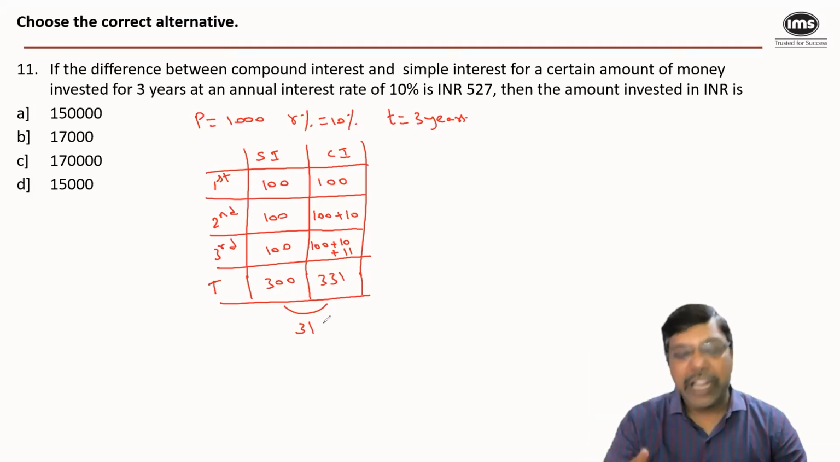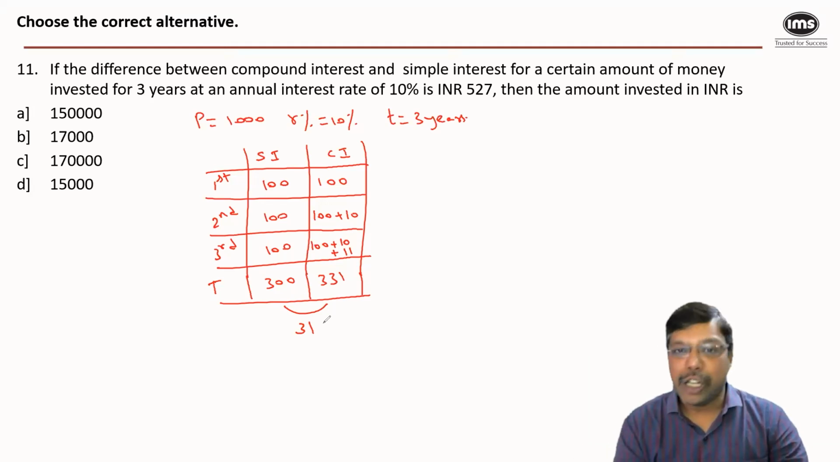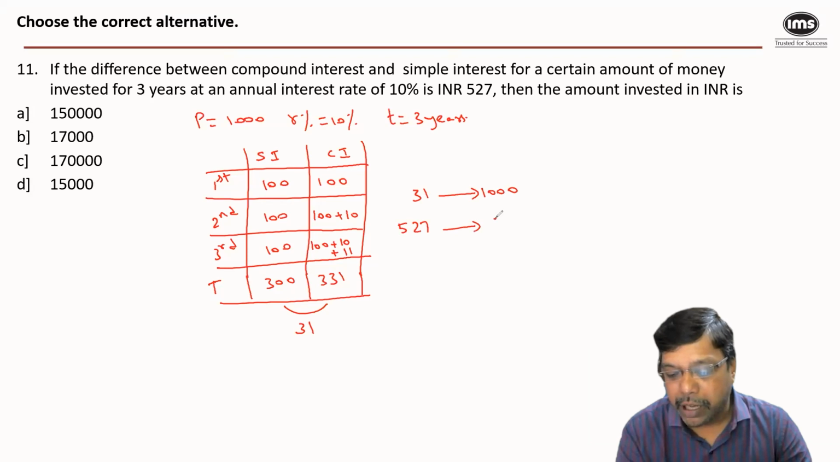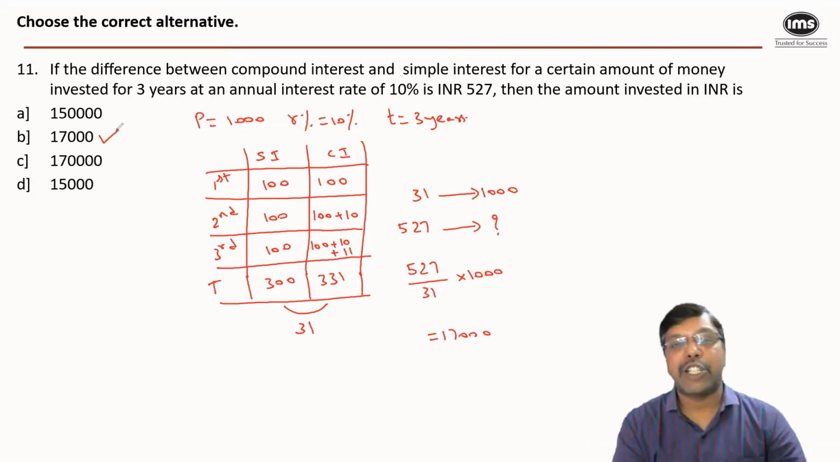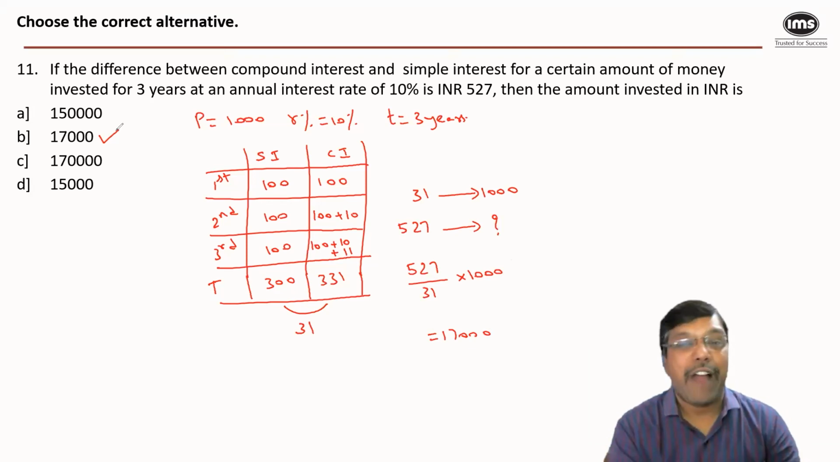Let me show you how we can use this by the property of comparison to find the principal in the question. So, if the difference is 31 rupees, the principal is 1000. If the difference is 527, how much will be the principal? Which is 527 by 31 into 1000. So which is equal to 17,000. Answer option B.